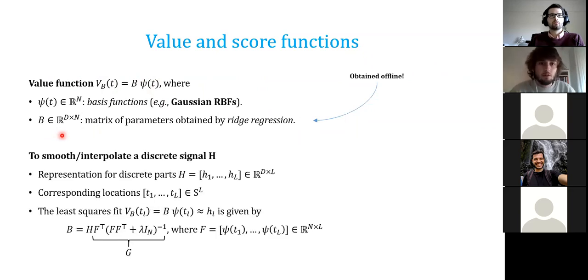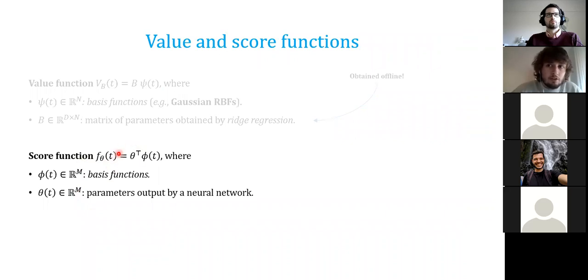And this can be done offline because basically to smooth or to interpolate a discrete signal H, and in this case, it can be our original feature or value matrix, as long as we have the location of each region in the grid, to compute this matrix B, we just need to do a matrix product. And this is because this matrix G does not depend on the example and can be computed offline, previously. So as we already have the discrete representation H, at runtime, we just need to multiply H and G, and we obtain B.